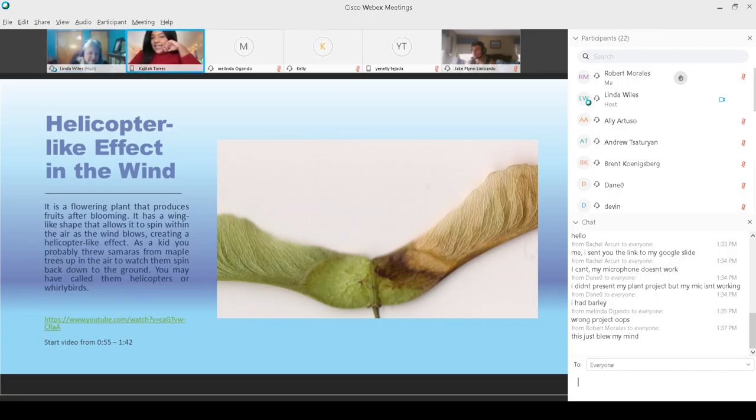Okay, next. The helicopter-like effect in the wind. It is a flowering plant that produces fruits after blooming. It has a wing-like shape that allows it to spin within the air as the wind blows, creating a helicopter-like effect. As a kid, you probably would have thrown some samara fruits from a maple tree in the air to watch them spin back down to the ground. So you may have called them helicopters or whirlybirds. And this was a video of what it looks like when it's spinning in the air.